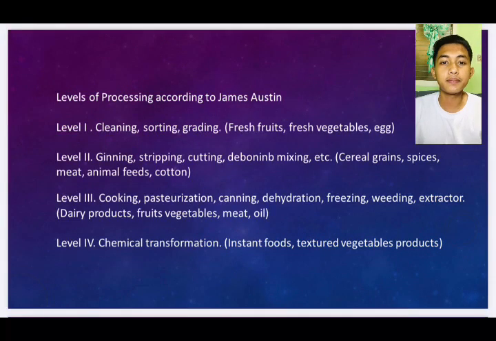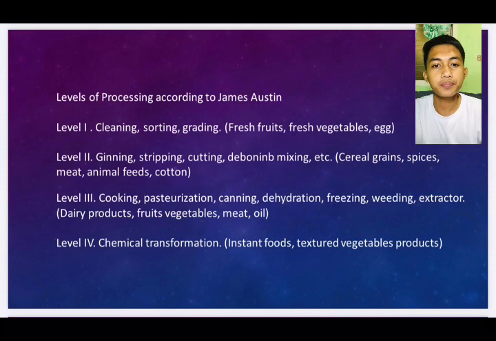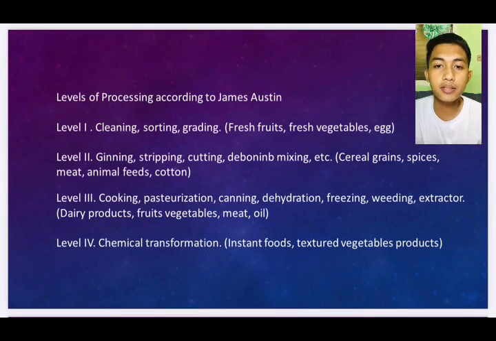According to James Austin, processing involves 4 levels. Level 1, processing activities involving only cleaning, sorting, and grading. This includes fresh fruits, fresh vegetables, eggs, or fresh tuber crops, as long as it only involves cleaning, sorting, and grading. That processing is already level 1.